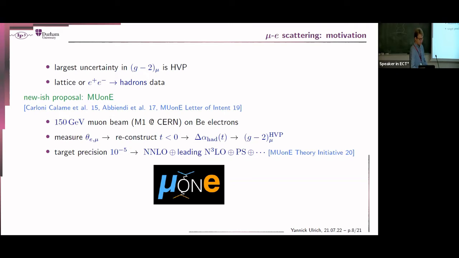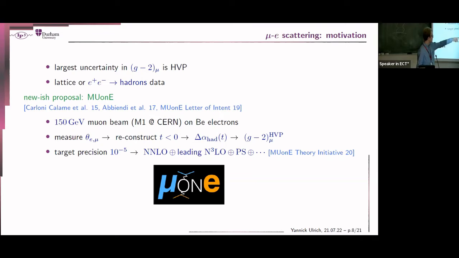The target precision of this experiment is 10 to the -5 relative, and relative here means signal region versus background region. And that means the target precision for theory is also 10 to the -5, and that means definitely NNLO, almost definitely the most important bits of the N^3LO. It definitely means parton shower. It probably means a bunch of other things we haven't thought about yet.